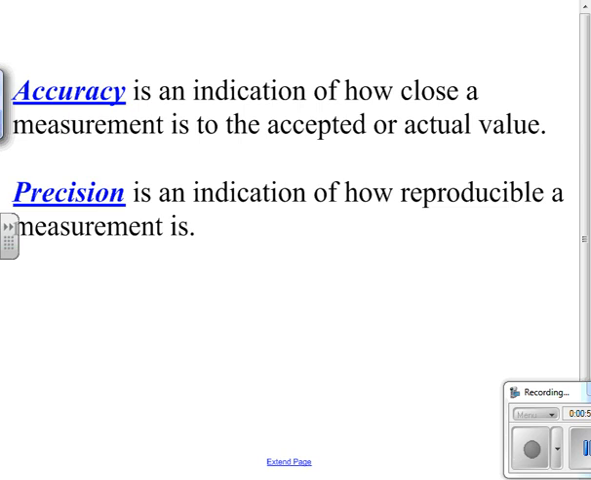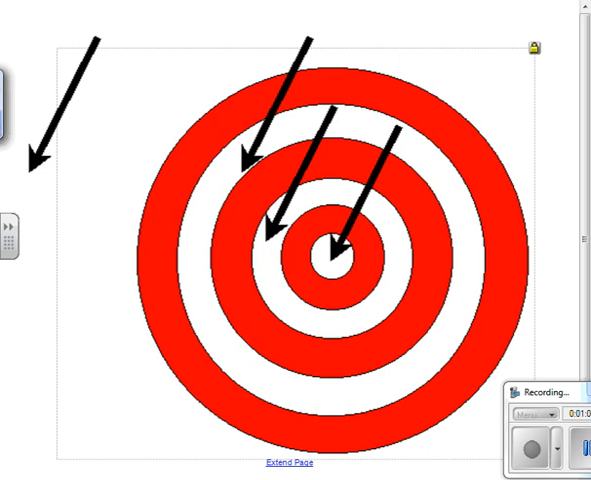Precision is how reproducible a measurement is. And so if 4 archers come up and each hit these, none of these are reproducible. Every archer has hit a different spot. No 2 arrows have hit the same spot. And so the different measurements are not precise, and only one of them is accurate.